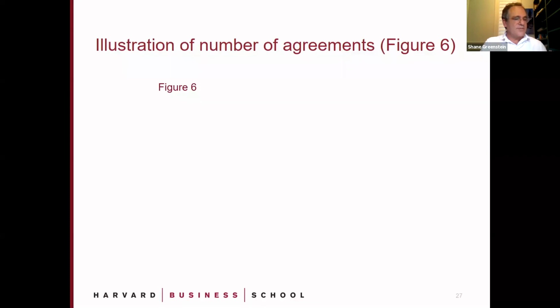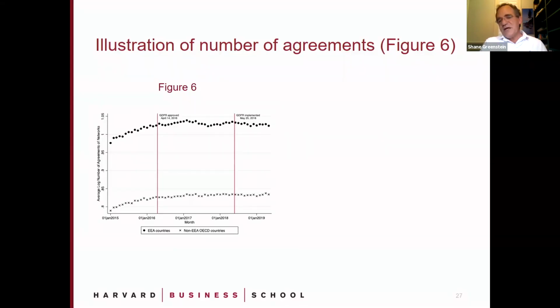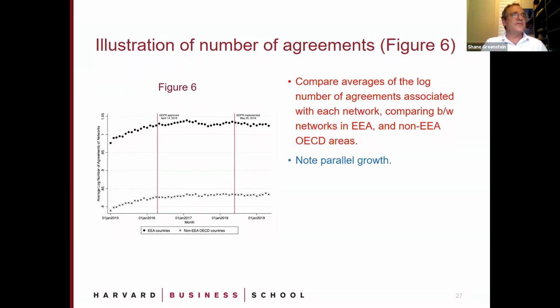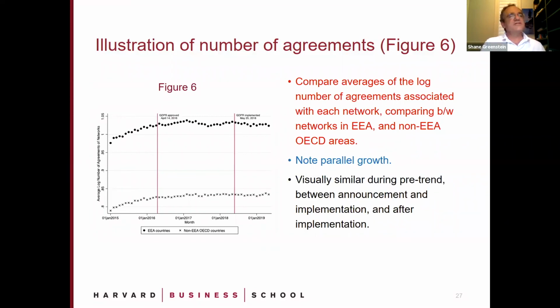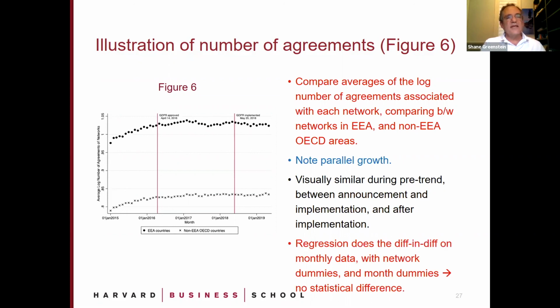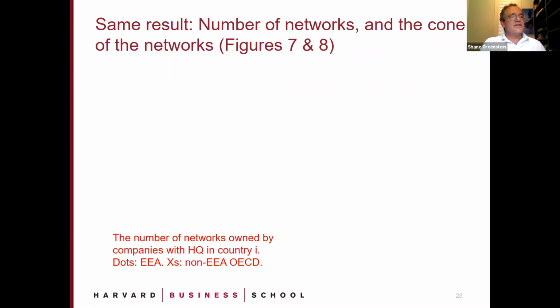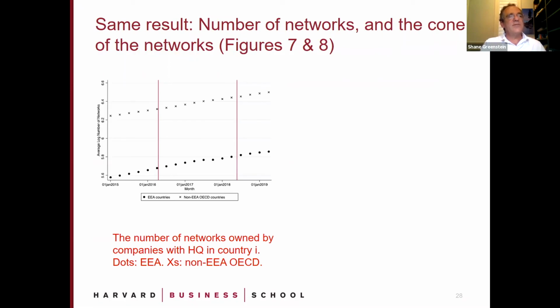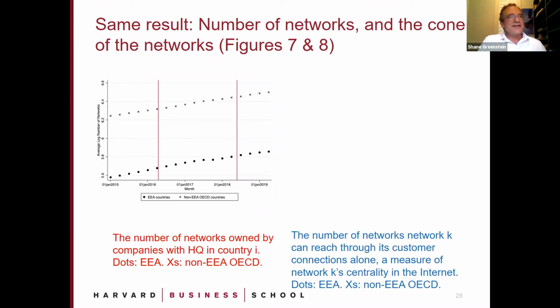Okay, and I'm getting to the end here. We did a bunch of things to just double check the answer, like look at the number of agreements within a given area. As it turns out, those are just growing overall at the same rates between both the European area and the OECD non-European areas. It's the same. We did a couple other double checks. How about the number of networks? Maybe the number of networks is changing in some interesting way. Nah, they're both growing at exactly the same rate. Your eyes are not deceiving you there.